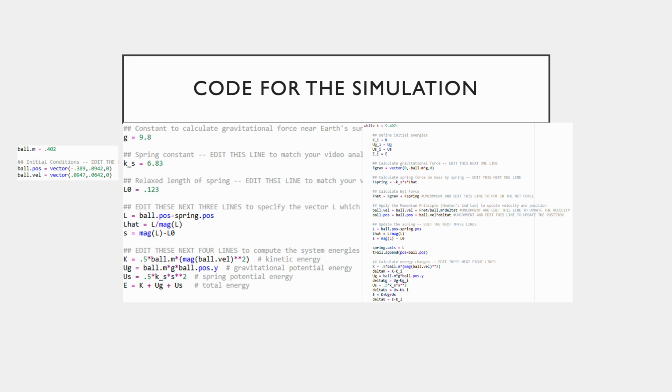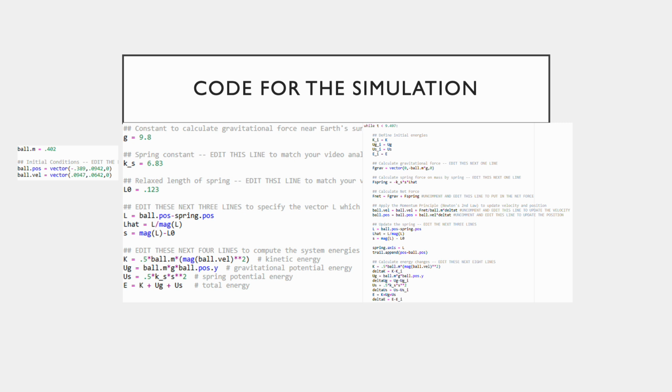This is the code that we used for our simulation. In the first block, that's quite small, you can see all the initial conditions. And then in the second block, you can see all the spring forces and the vectors that go into calculating those spring forces and the kinetic energy. And then the last block is a continuation of these calculations and everything else that's needed to conclude the simulation.